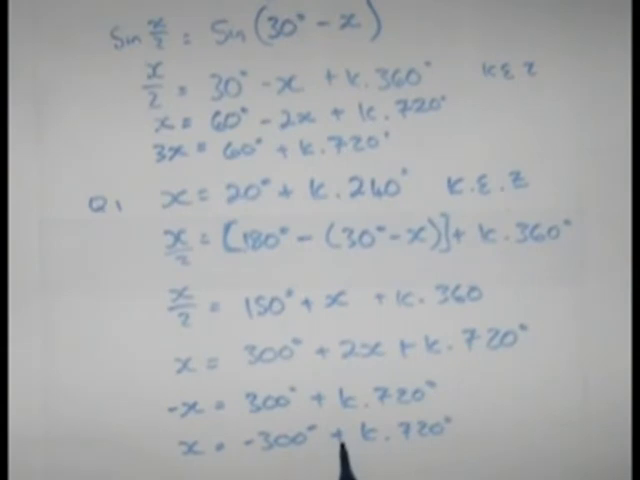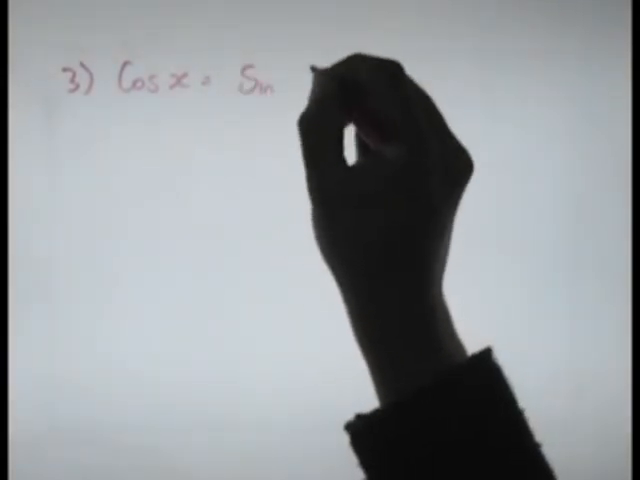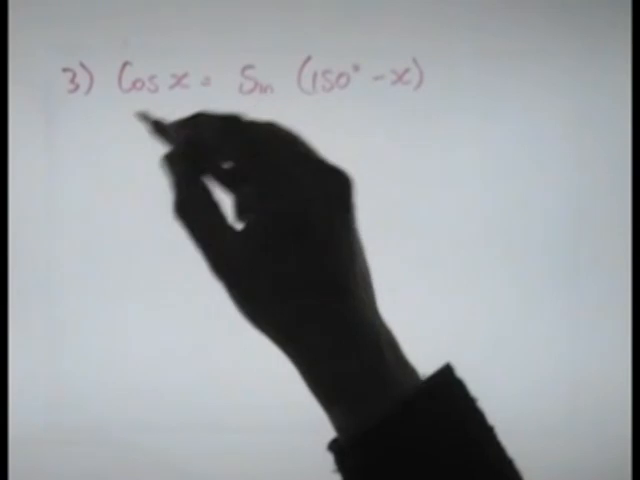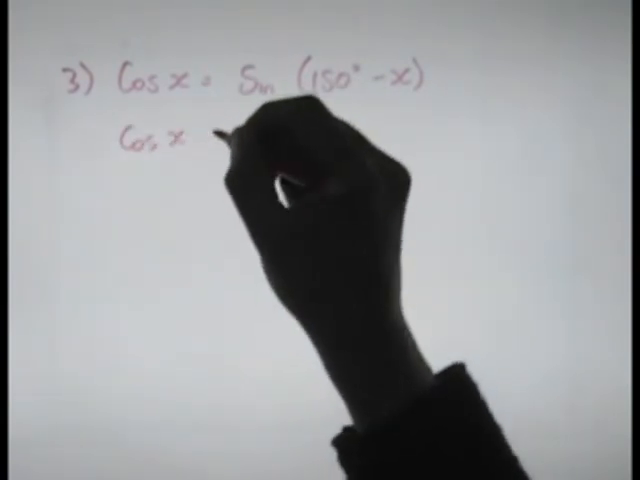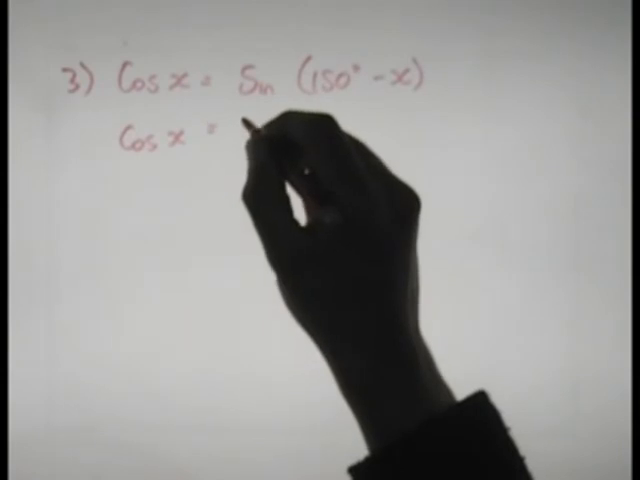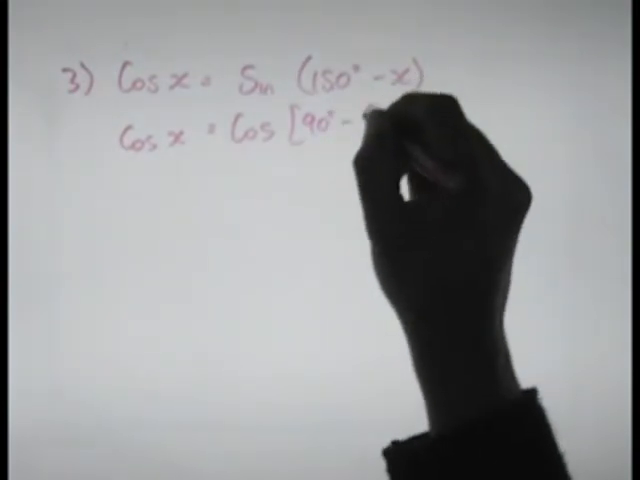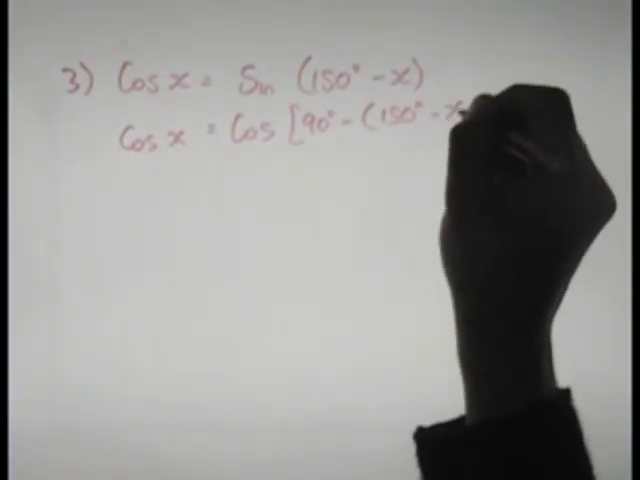Why didn't I change that plus into a minus? Because k can be positive or negative, which means that there's no need to do that. And that's our quadrant 2 solution. Number 3 says cos of x is equal to sine of 150 degrees minus x. I'm going to start by leaving the cos of x as is, but turning the sine of that into cos of 90 minus 150 degrees minus x.